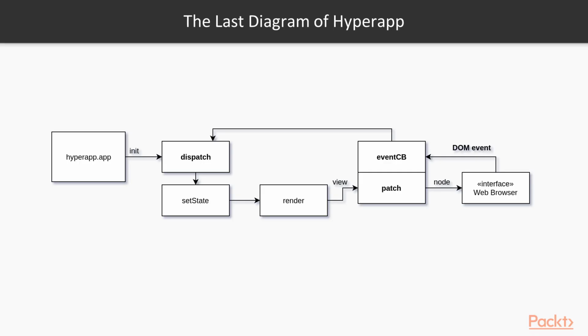Remember this diagram from the last section? We know app uses our init, view, and node parameters we pass into it, but there is one final piece to add to fully understand what Hyperapp does under the hood.